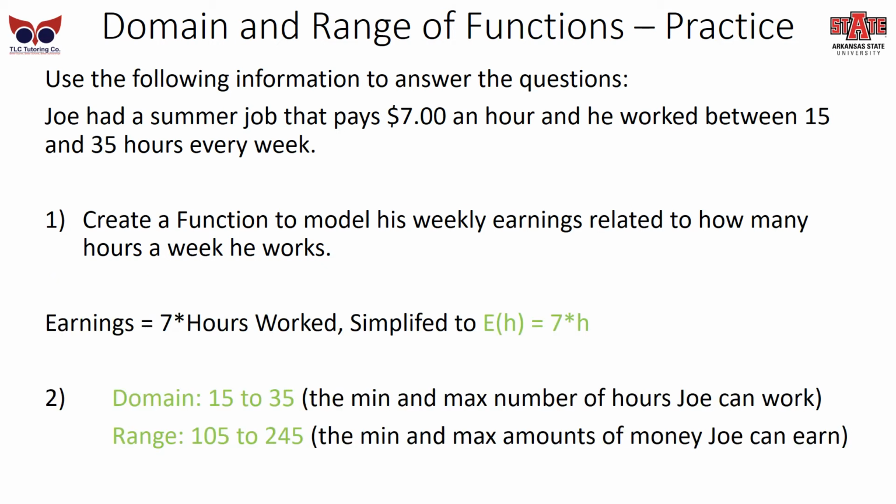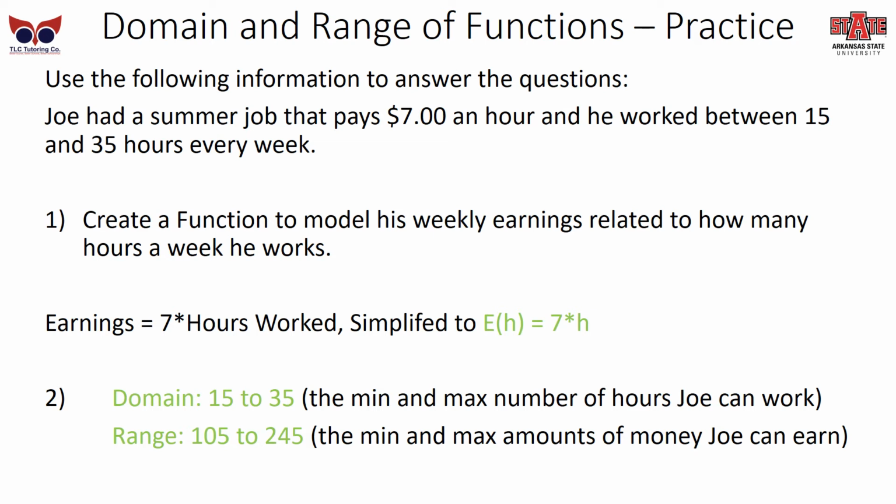So first, let's create that function. We know we want to get earnings, so we're going to call that E. We know that he makes $7 per hour. So if I multiply 7 times the number of hours he worked, it'll tell me how much he earned. So we would say E of H, hours is the input, E is the name of the function, is equal to 7 times H.